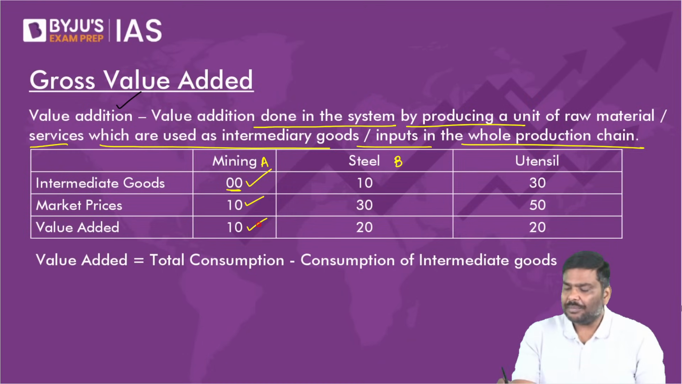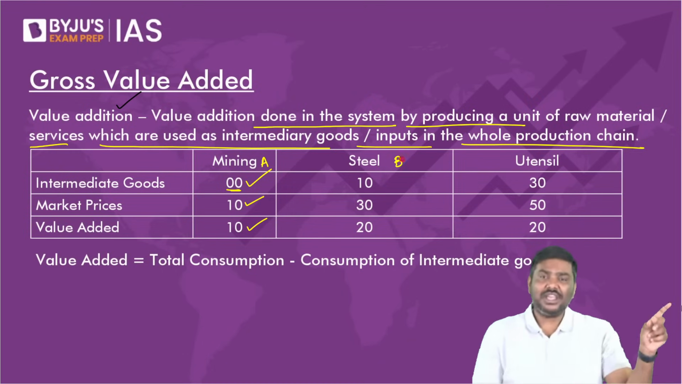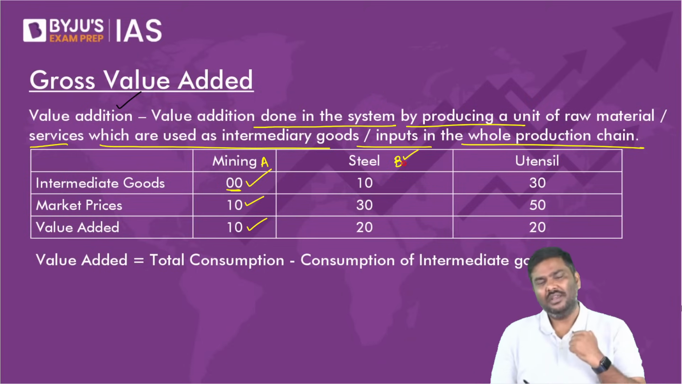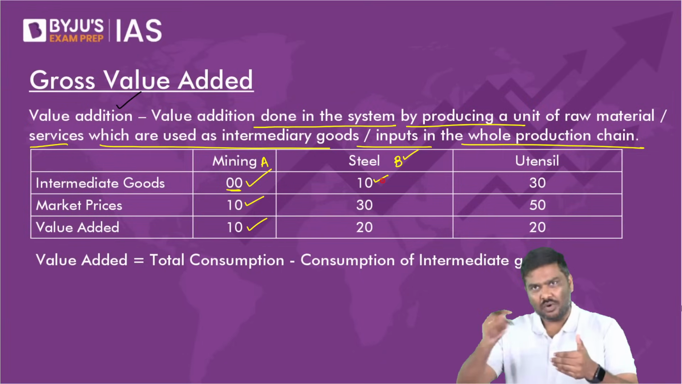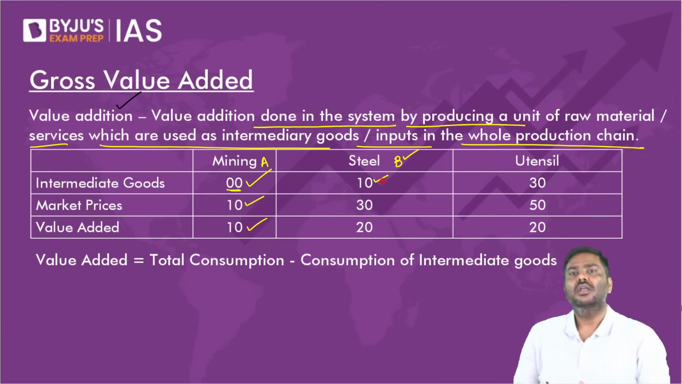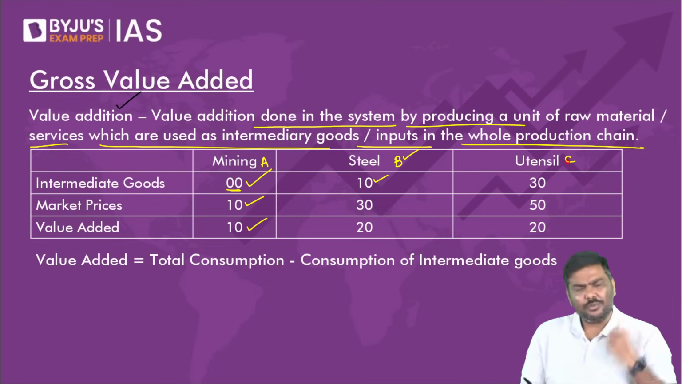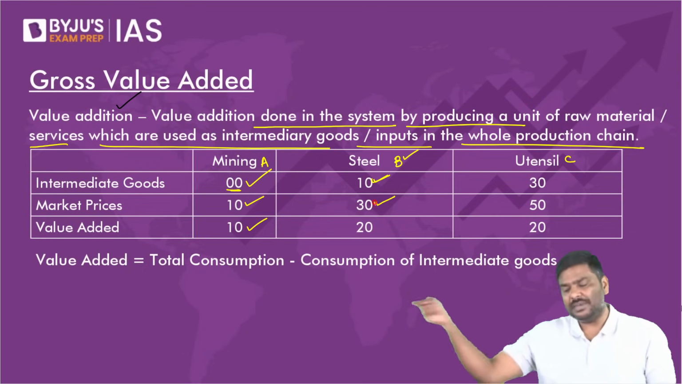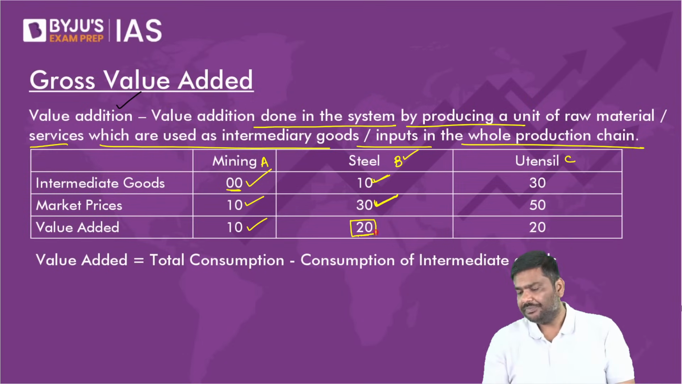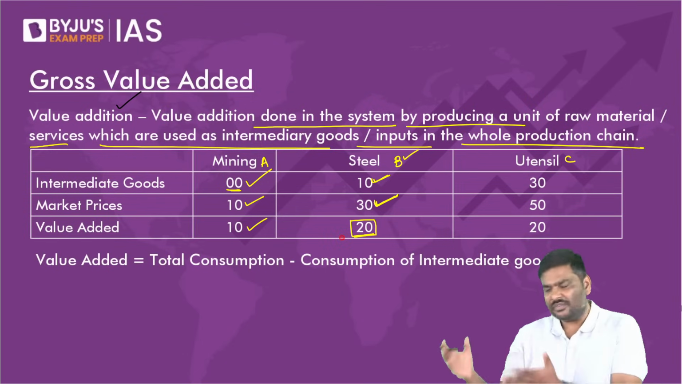Now, come to company B. Company B has purchased raw material worth 10 rupees, so the intermediary good will be 10 rupees. They will process the iron ore, convert it into steel, and sell it to company C, let's say, at 30 rupees. So the value of raw material is 10 and the market price of the final good that they've sold to company C is 30 rupees. Now, can I say the value addition done by company B will be 20 rupees? Come to the example of C here, or manufacturer C.